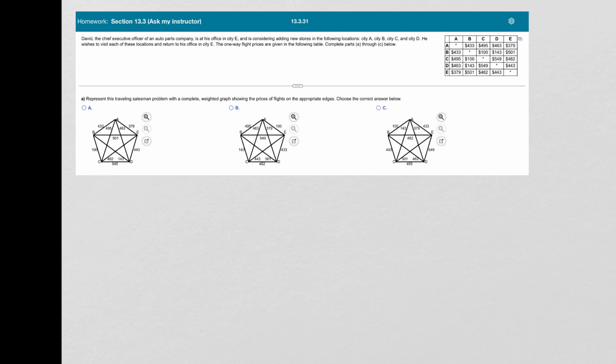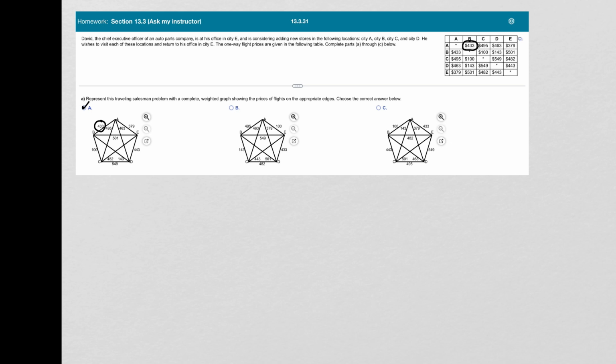So we have to choose which one of these three is the correct graph. And I'm going to start by looking at the cost of traveling from City A to City B, and that is $433. So when I check that on the three graphs, only one of them has $433. So that means that graph A is the correct graph.